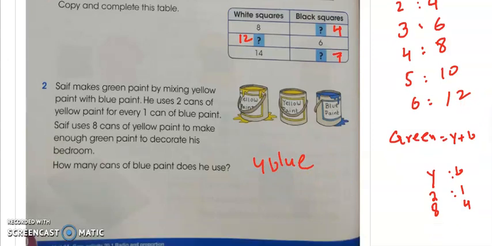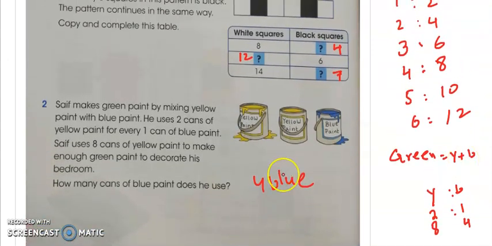So this is a simple way to compare different quantities. We are using the ratio. Next lesson we will learn more about this.